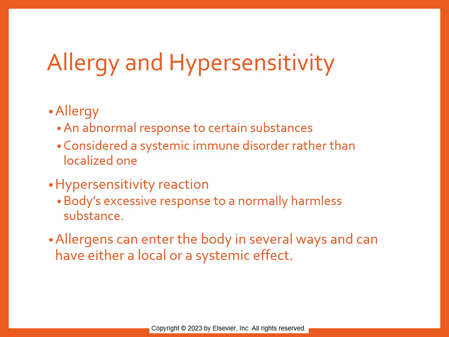Hypersensitivity reactions can be divided into 4 types. Type 1 is an immediate hypersensitivity reaction. This involves immunoglobulin E, mast cells, and eosinophils. Type 2 is an antibody-mediated reaction.